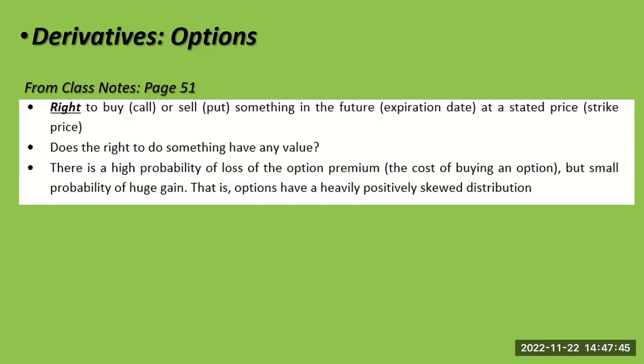Anybody know what all these combinations of dates and prices is called? Anybody's heard that term before? It's called the option chain. Does that sound familiar? Option chain. So we talked last week, does the right to buy something have value even if the call price is higher than the current stock price? And it does, because in the future, the stock could go above that amount.